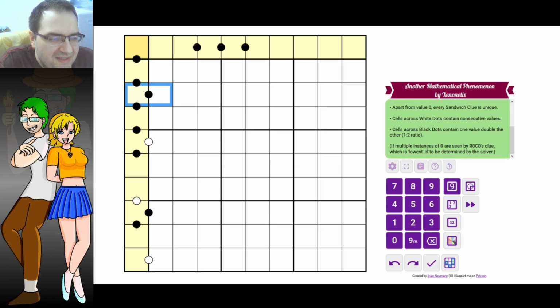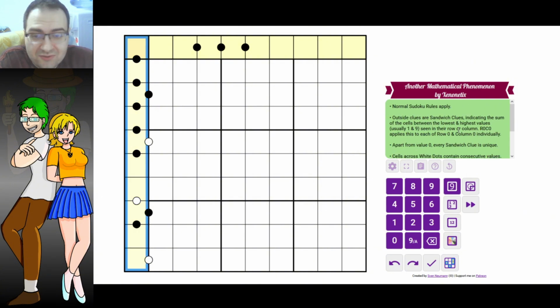If multiple instances of 0 are seen by row 0, column 0's clue, which is lowest is to be determined by the solver. We have a small GANXLE here. Nice. So if we have multiple zeros and a big number, I don't know, I'll just say 9, we have to determine which one it is. That's it. That's all the rules. Oh boy.